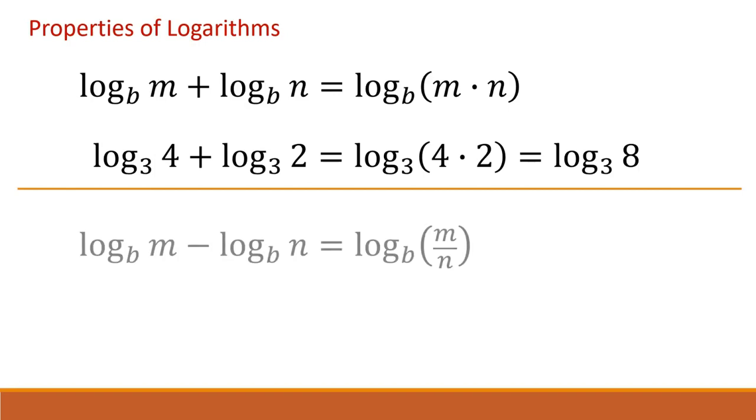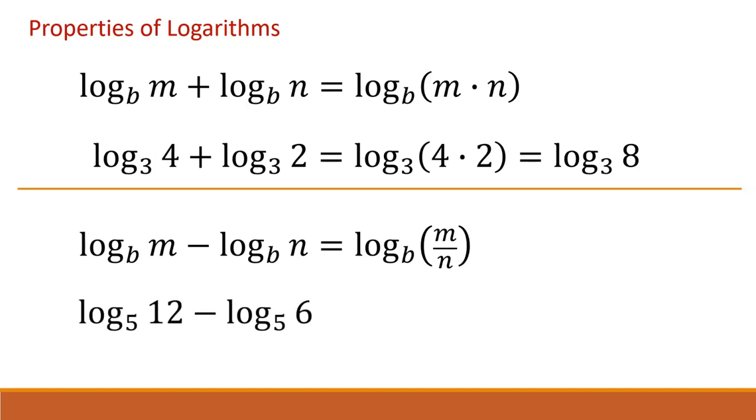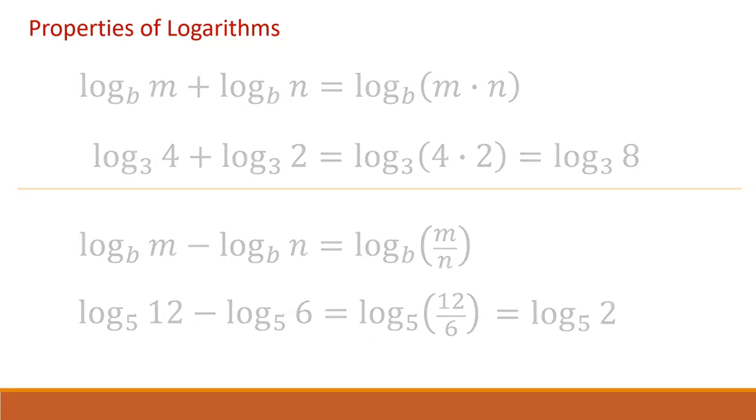Our next property is the version of that with subtraction. So if we have the difference of two logs, we can rewrite that as the log of a quotient. For example, log base 5 of 12 minus log base 5 of 6 is the log base 5 of 12 divided by 6, or the log base 5 of 2.